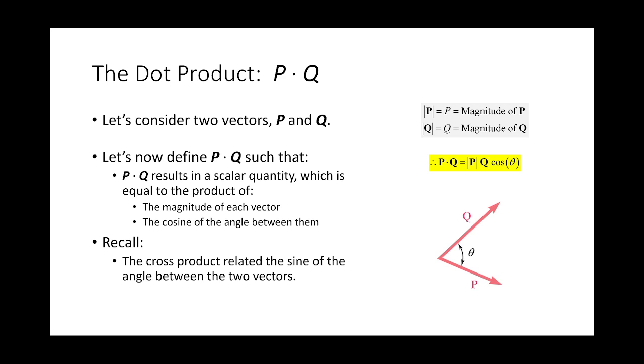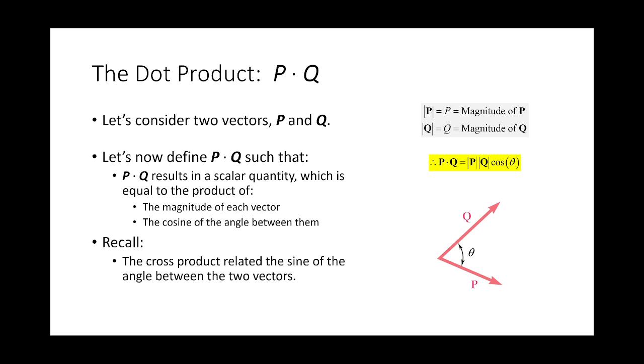Now, let's break out a pop quiz on trig and geometry. What is the cosine of 0 degrees? 1. What is the cosine of 90 degrees? 0. Okay? That's really important to keep in the back of your head. So why is that important?